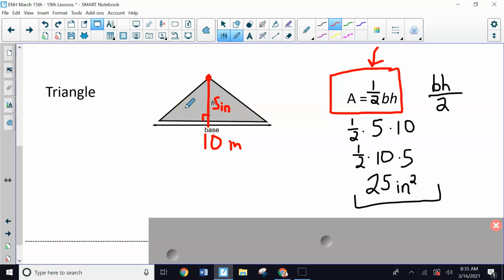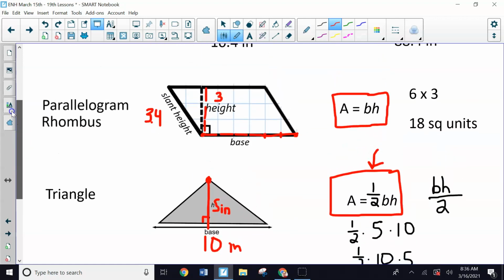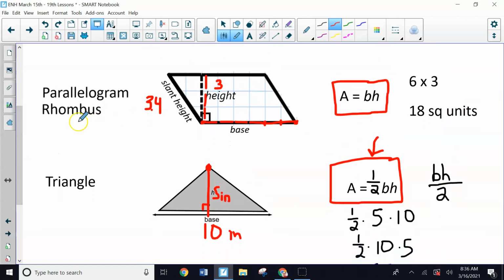This 1/2 on a triangle is what will cost a lot of points. I've seen so many really smart kids not do well on a test because they rush through and they don't do the 1/2 for a triangle, and they get those problems wrong. So remember the 1/2.